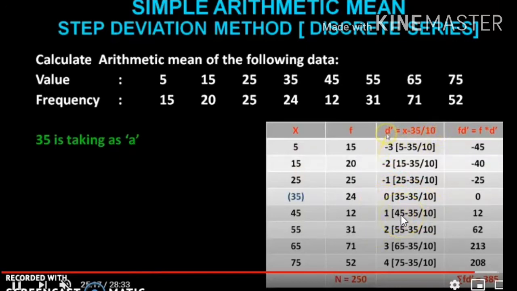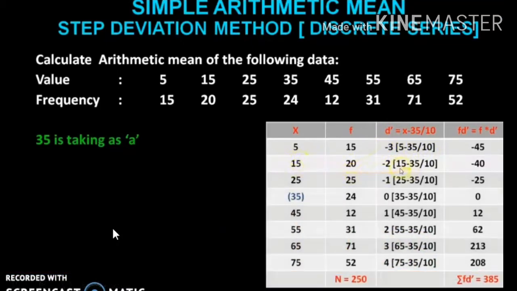Second is the same procedure. 45 minus 35 divided by 10, it's 1. Next 55 minus 35 divided by 10, it's 2. 65 minus 35 divided by 10, it's 3. Here 75 minus 35 divided by 10 is 4. So this is the formula for that. I had told you, d dash equals x minus a by 10.